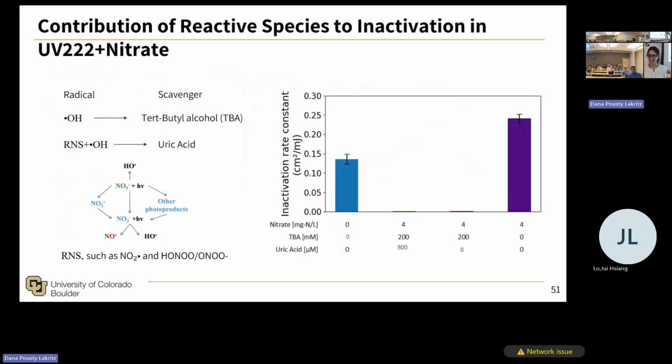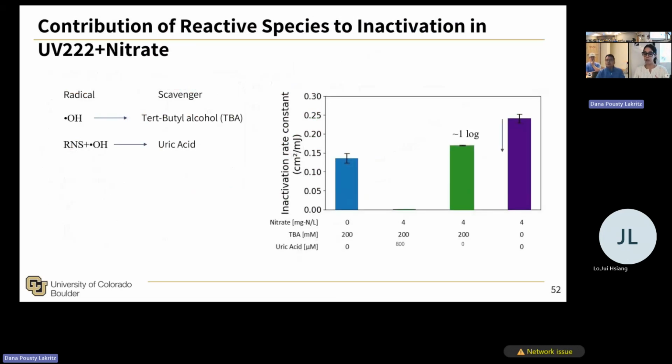Here the purple one is when we do not add any quenchers and nothing to the water. And the blue one is when we do not have any nitrate. So we consider that there are some differences in the inactivation between both of them, and we want to know why there are those differences. When we add the TBA, which quenches only the hydroxyl radical, we are reduced to one log reduction, which means that all the hydroxyl radicals, instead of reacting with the MS2, are reacting with the TBA.